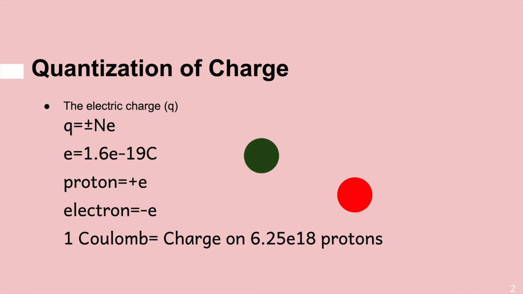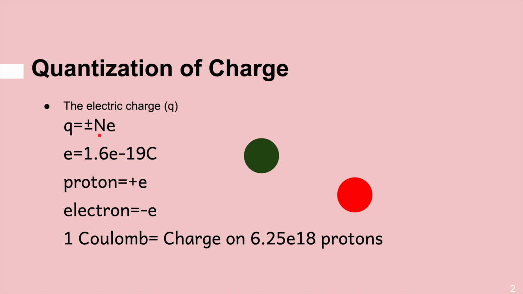Now, what are they? So see this green circle? This circle is going to represent a proton, and this red circle is going to represent an electron. Electrons have negative charges, protons have positive charges. So it is from these protons and electrons that we get our charges. We denote this charge by the letter Q, and the charge is equal to plus or minus Ne.